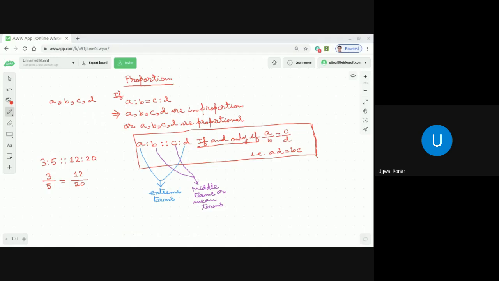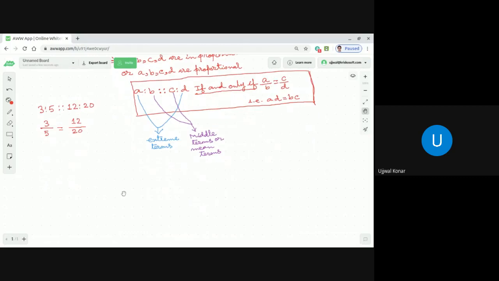I can give you an example of if and only if with a practical example. So let me first write down that A, B, C, D are in proportion.